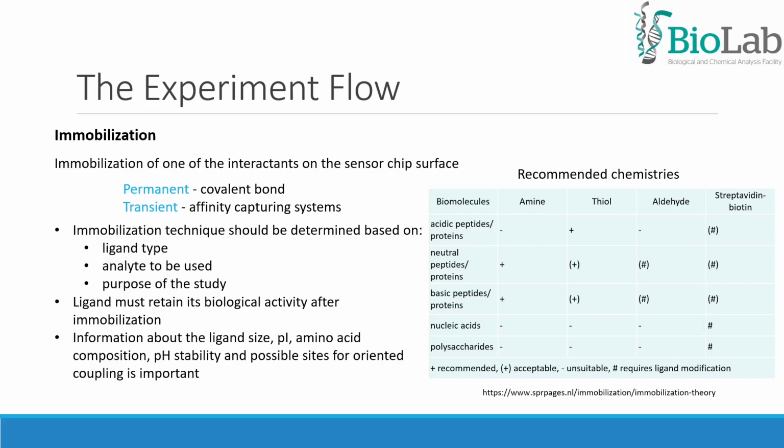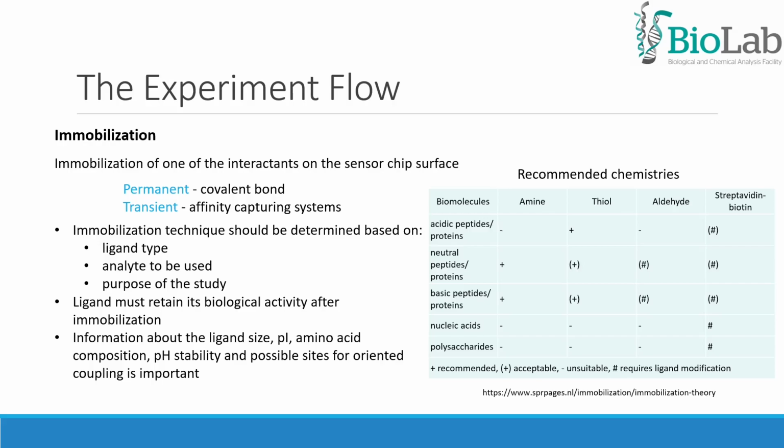Knowing information about the ligand size, isoelectric point, amino acid composition, pH stability, and possible sites for oriented coupling is important. There are several covalent coupling chemistries available to immobilize the ligand depending on the available reactive groups. Three well-established procedures are the use of amine, thiol, and aldehyde coupling chemistries. Covalent coupling is stable and, in general, does not require any modifications of the ligand. The immobilization level is easily controlled and the ligand consumption is low.